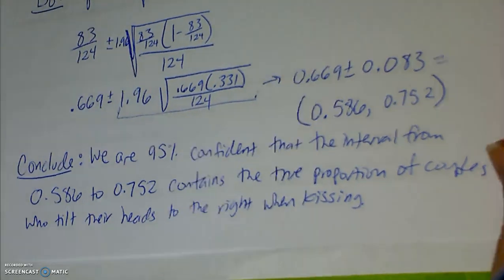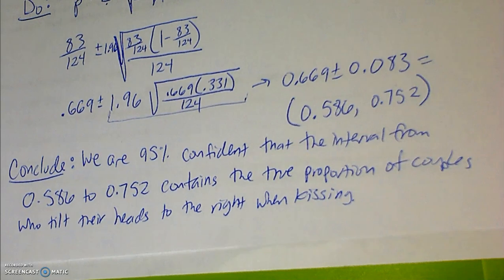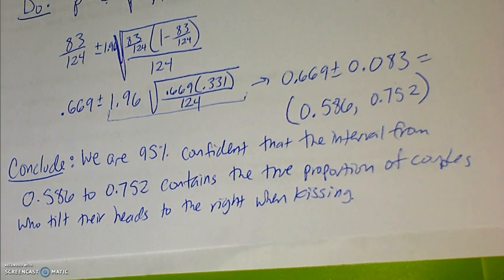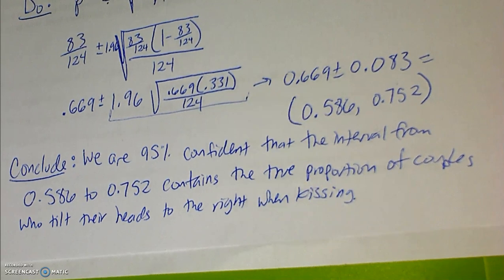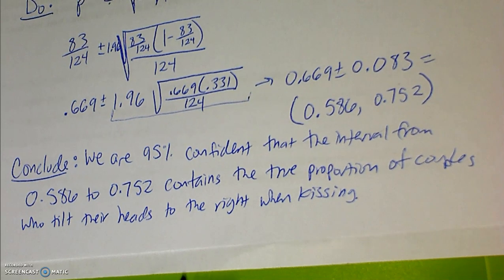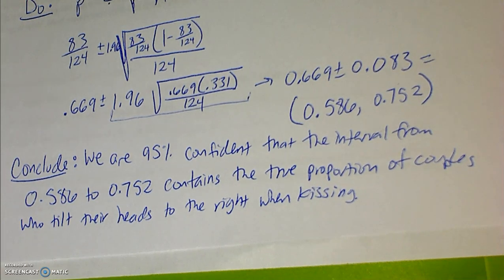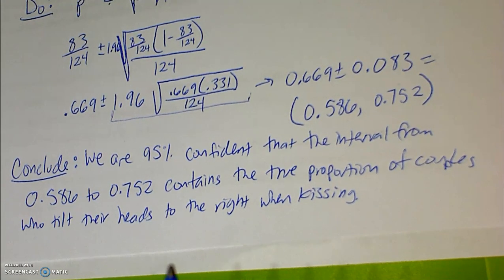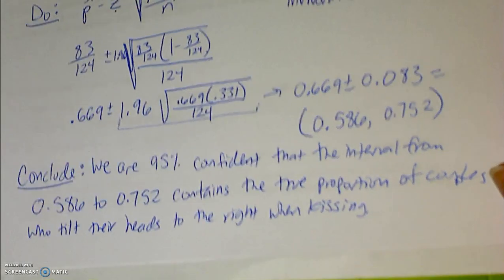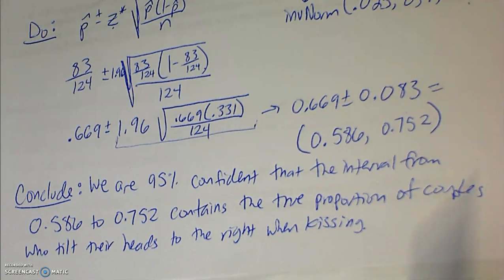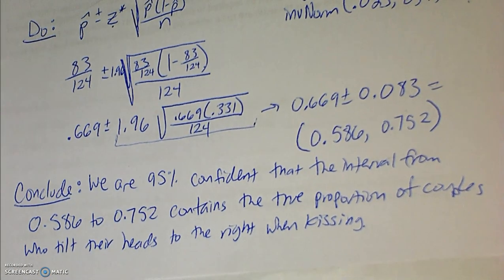So that is a full problem. Now, that took us a little bit of time, but this 4-step process, the state, plan, do, conclude, we're going to be doing basically from here until the end of the year. All right, the only thing that's going to change is the method that we use and then the formulas therein. But it's basically the exact same thing from here on out. So, you're going to get very, very good at this.